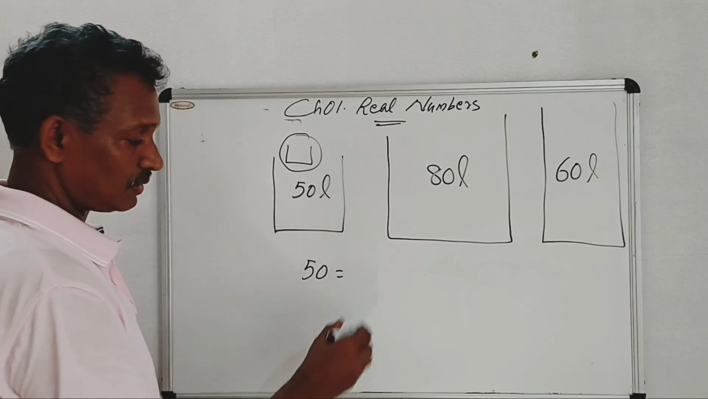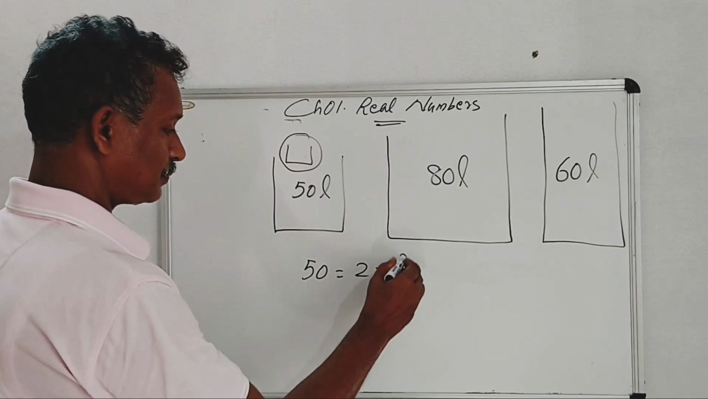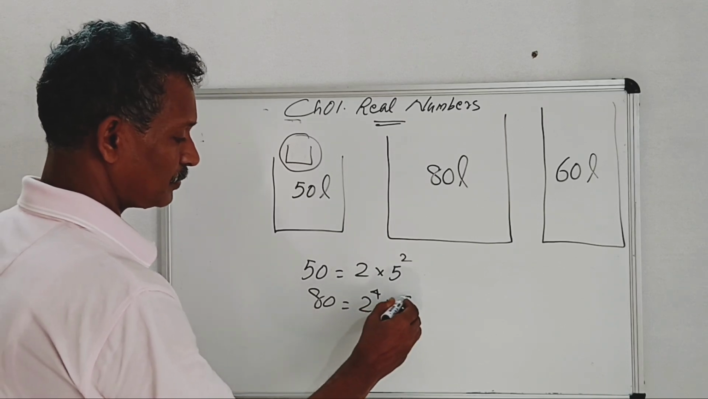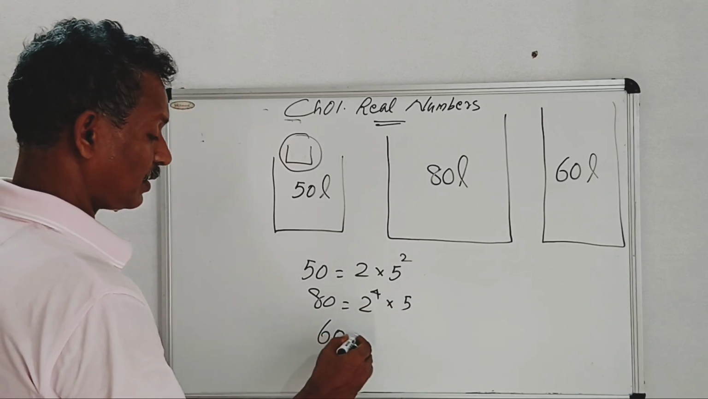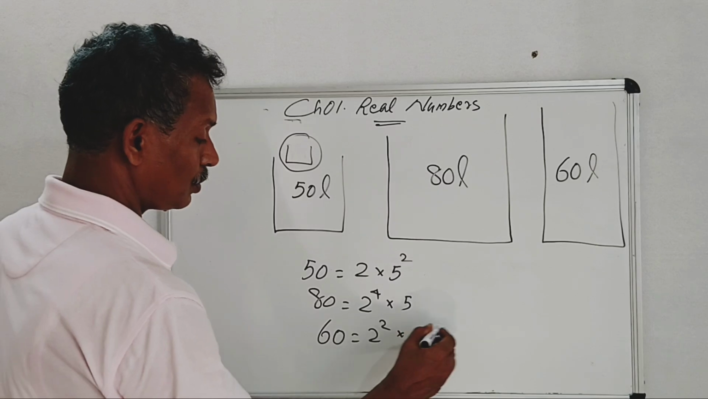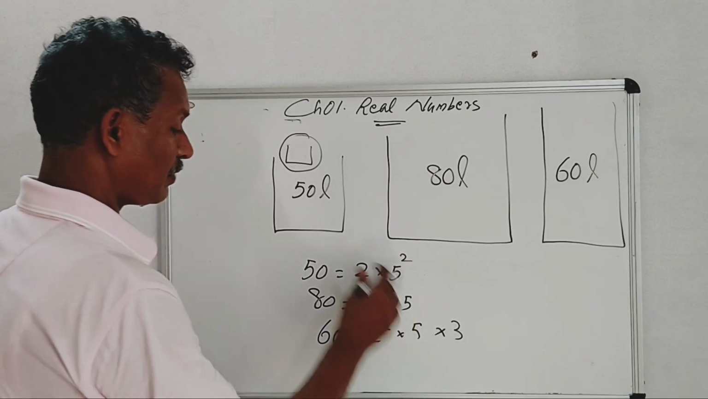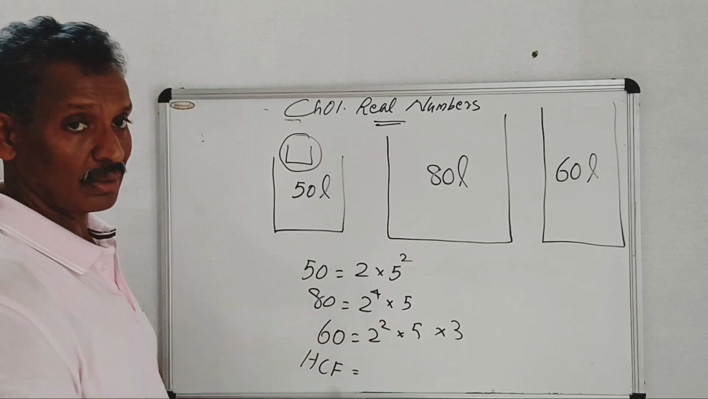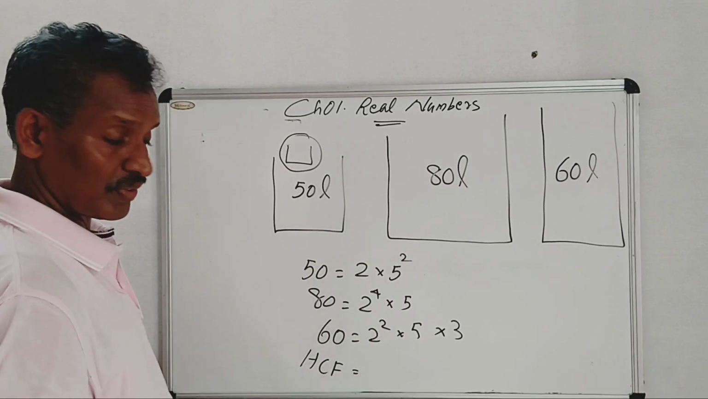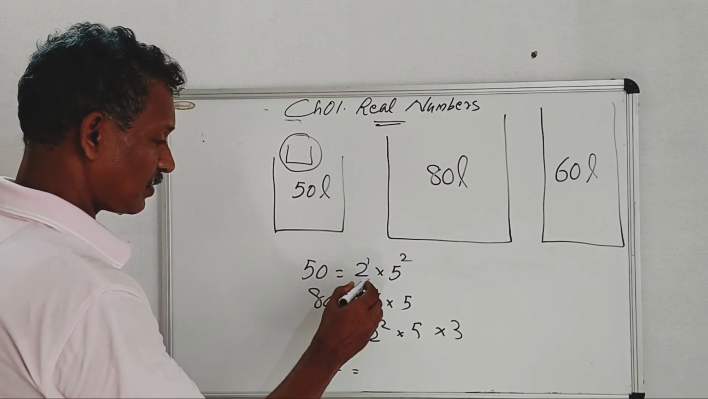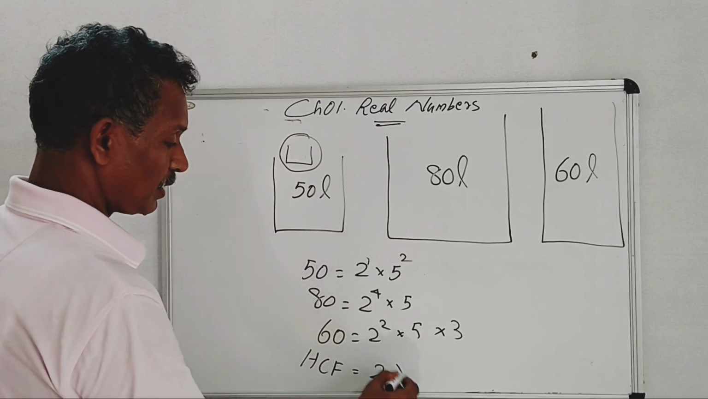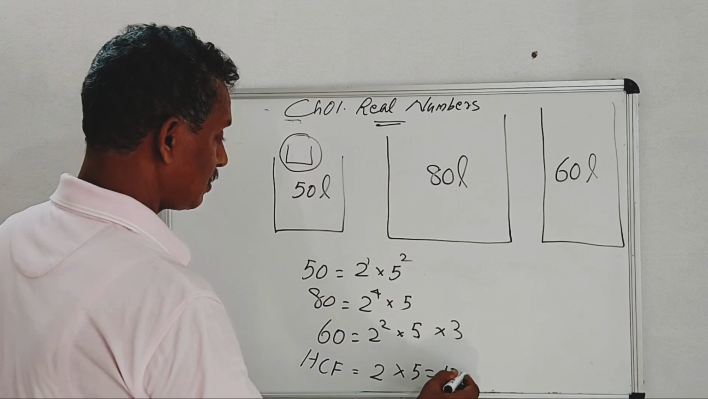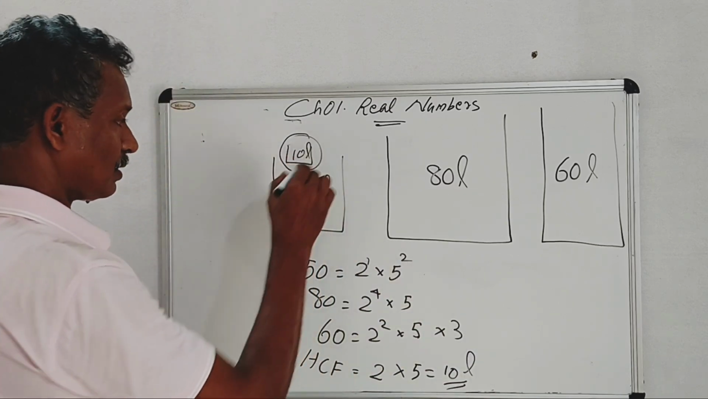50, we factorize it, is 2 into 5 square. 80 is 2 raised to 4 into 5. And 60 is 2 square into 3 into 5. We have written the 2's together. What is the HCF? HCF is made only of the common factors with the smallest power. In 2's, what is the smallest power? 2 only. In 5's, what is the smallest power? 5. So we will take 10 liter vessels.